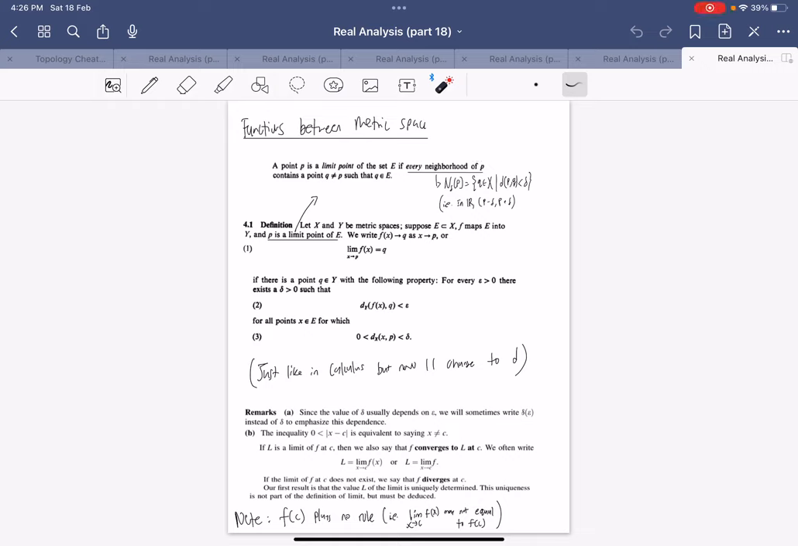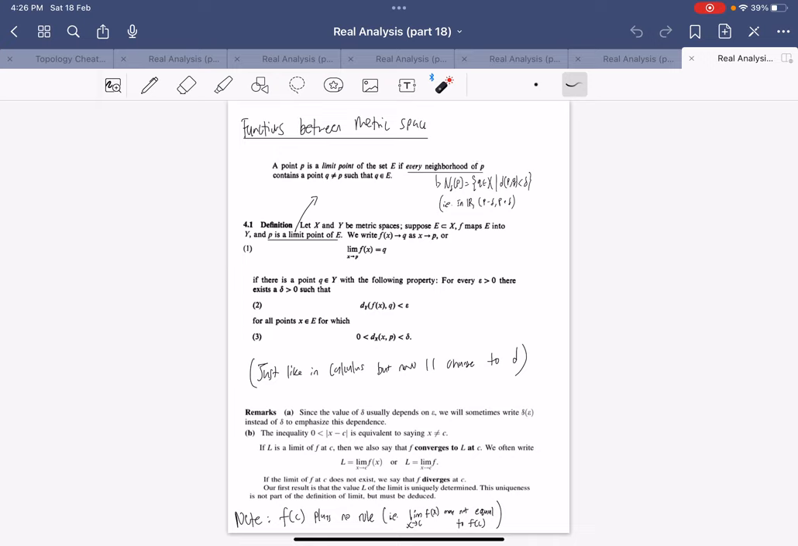Hi! In this video, I'll be going through the definition of continuity in a metric space. In the previous video, we talked about what a metric space is, which is basically a set to which you give a metric, and a metric satisfies three properties: positive definite, symmetric, and triangle inequality.